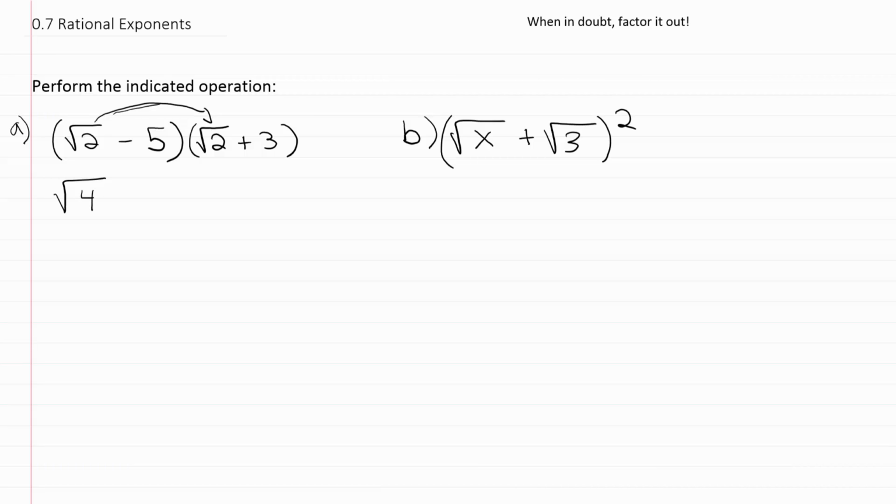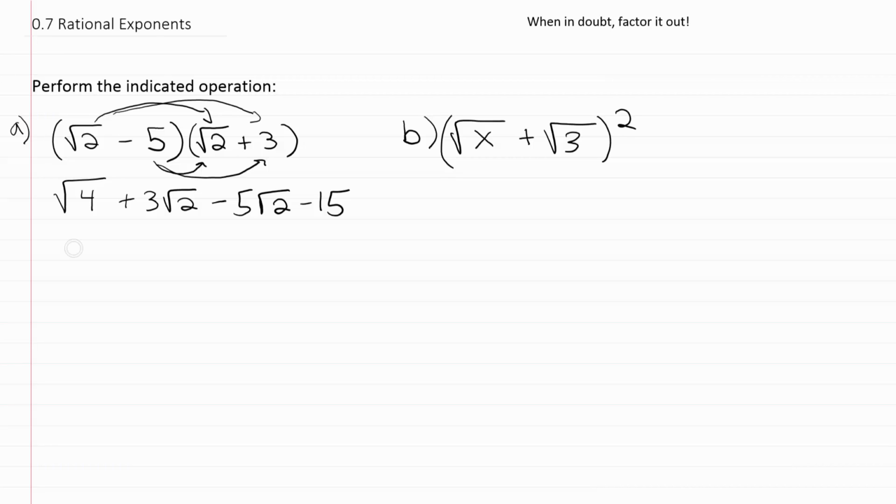Then we'll have the square root of 2 times 3. That'll give you plus 3 square roots of 2. Then we'll have minus 5 times the square root of 2, which gives you minus 5 square roots of 2. And then lastly, we have minus 5 times a positive 3 to give you negative 15.